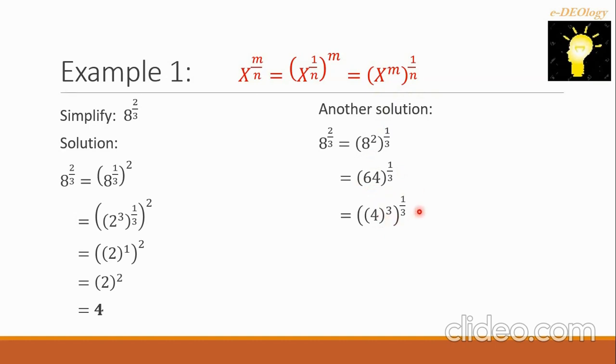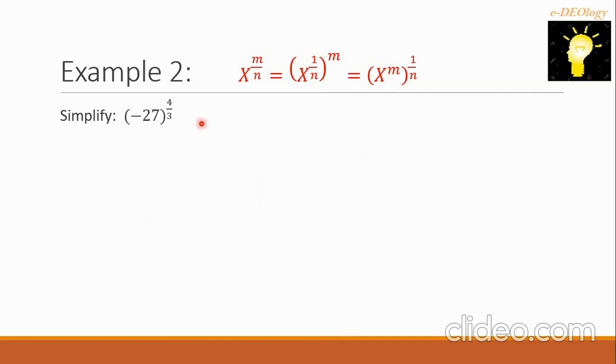And then we will simplify this 3 and the 1/3. It becomes 3 over 3 exponent. So 3 over 3 is equal to 1. Any number raised to exponent 1, we can delete that exponent. So simply 4 will come. So our final answer is 4. As we can see here, we have the same answer for both solutions.